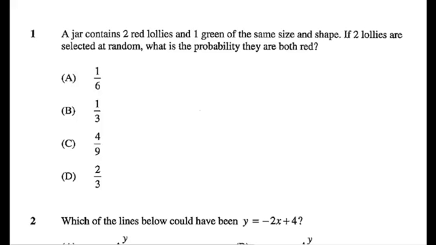Okay, question 1 is a probability question. This was actually very poorly answered. I think the best way to do this one is to draw up a quick tree diagram. So you've got red or green lollies. There's only 3 to choose from.